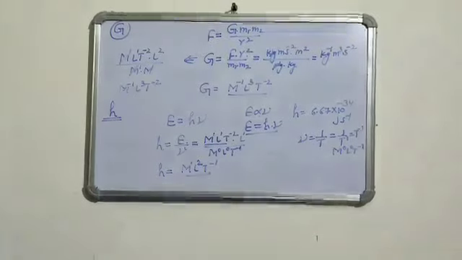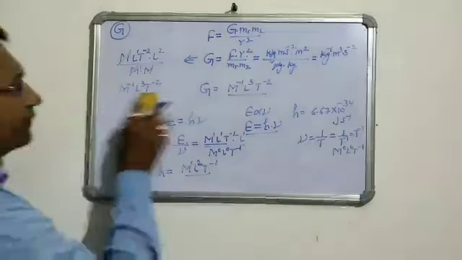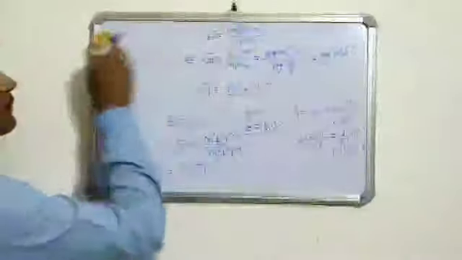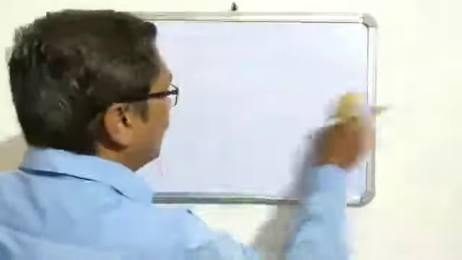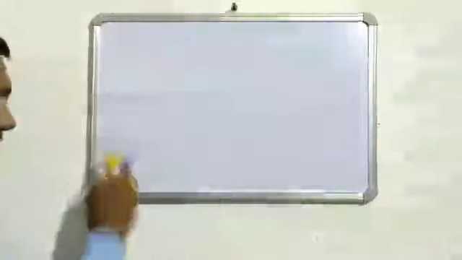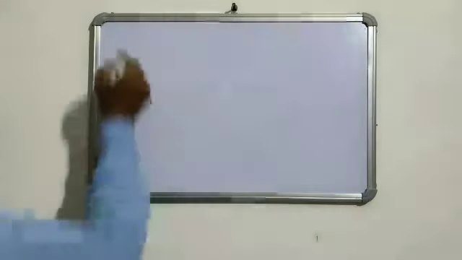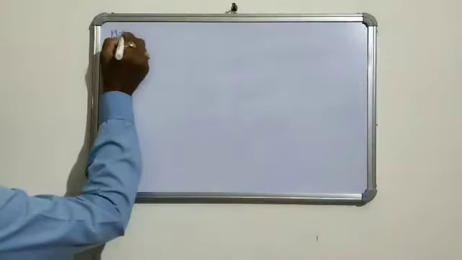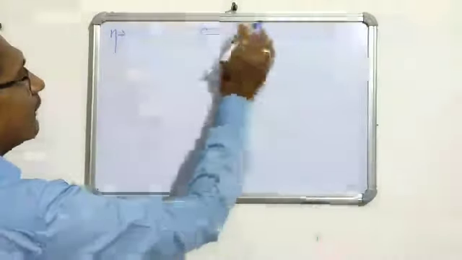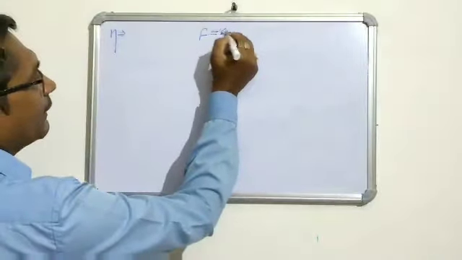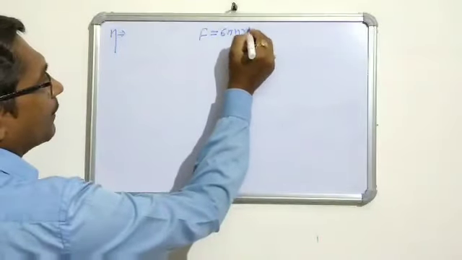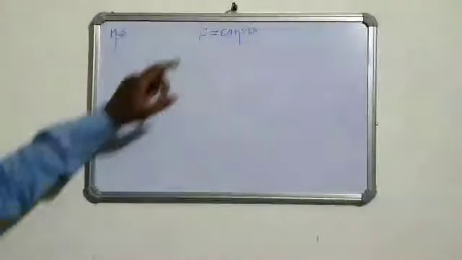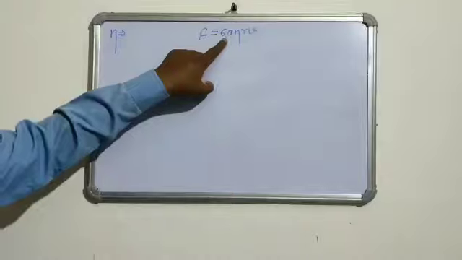And now we are going to discuss another example. The dimensional formula of the coefficient of viscosity. The coefficient of viscosity is denoted by eta. So we can use the formula F equals 6 pi eta r v. F is the force, 6 pi is the angle.